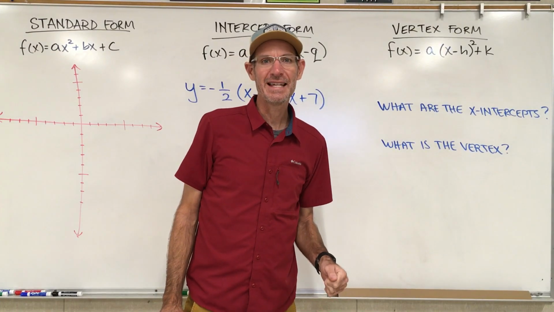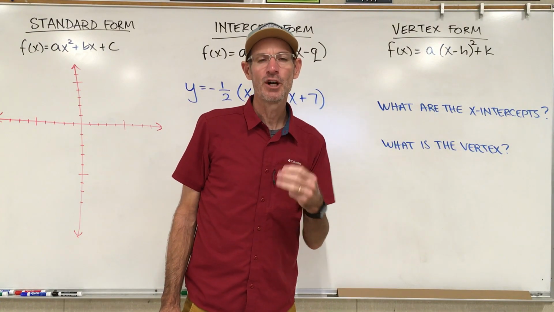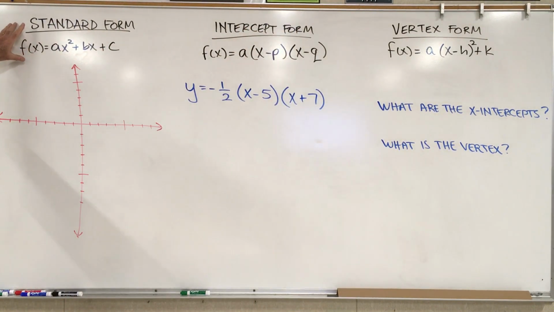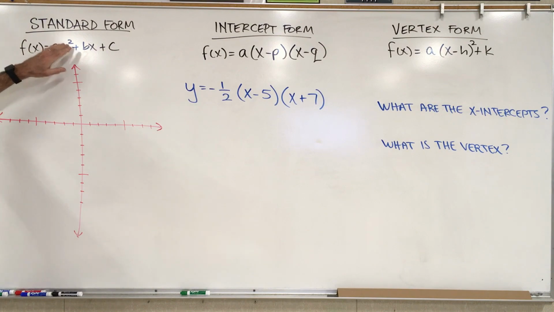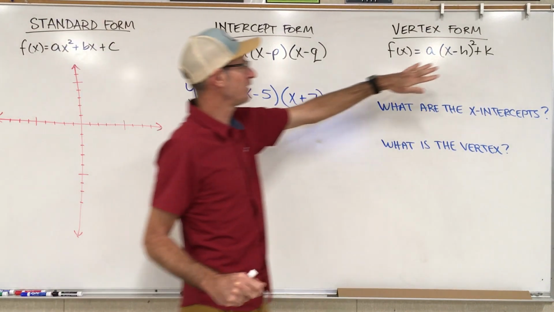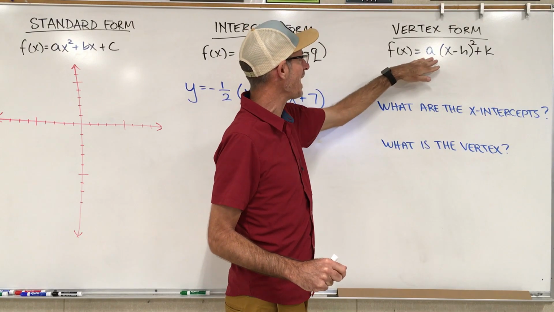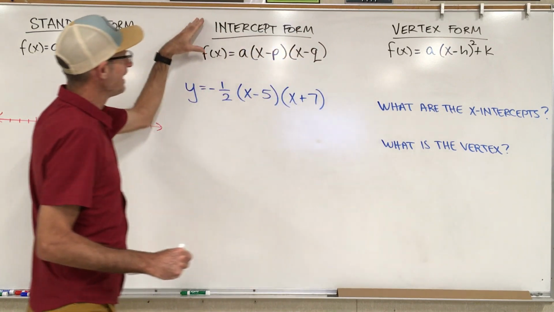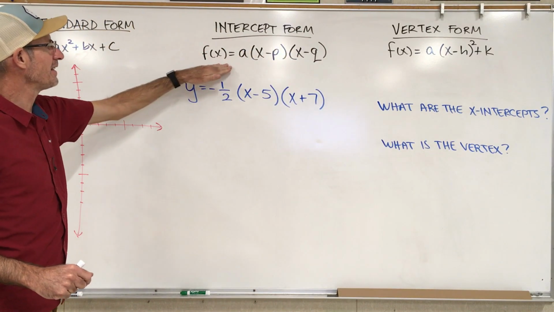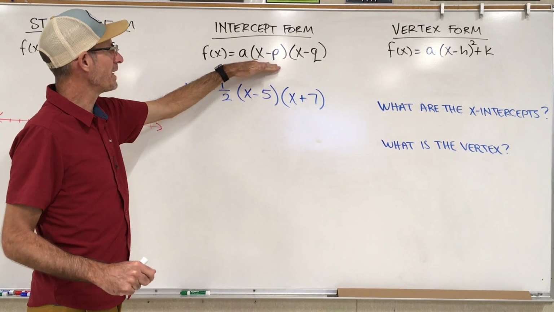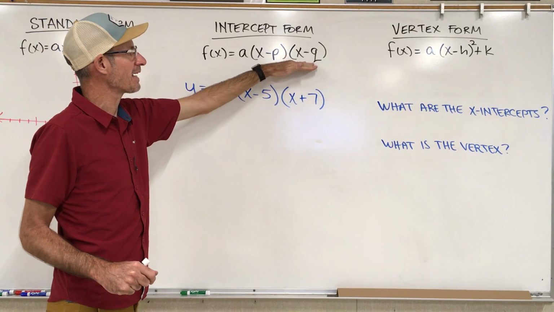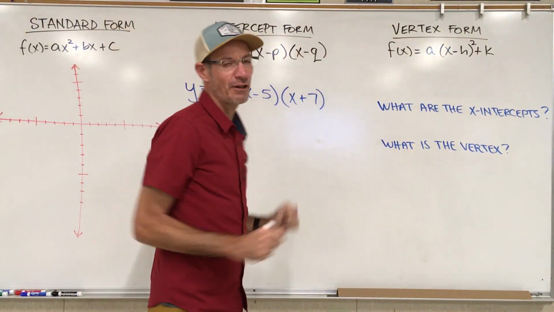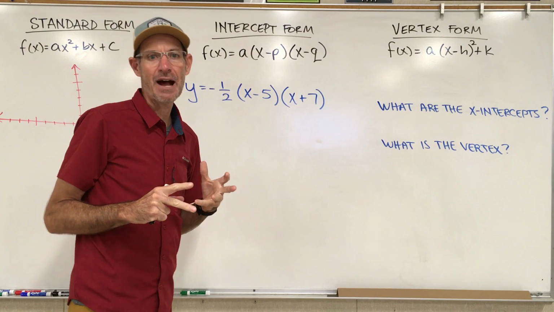Hello, Math 2 students. Today's the day that we find out about the third type of quadratic equation that we have to look at. We first learned about standard form, f of x equals ax squared plus bx plus c. Then we learned about vertex form, f of x equals a times the quantity x minus h squared plus k. And today it's intercept form, f of x equals a times the quantity x minus p times the quantity x minus q. In each of the different forms, you can tell different things at a glance without doing any calculations.